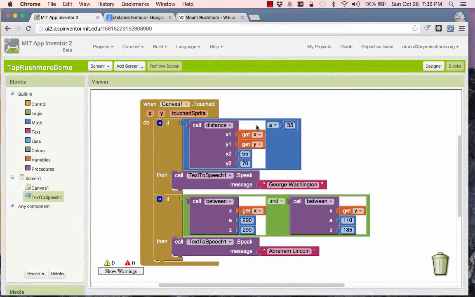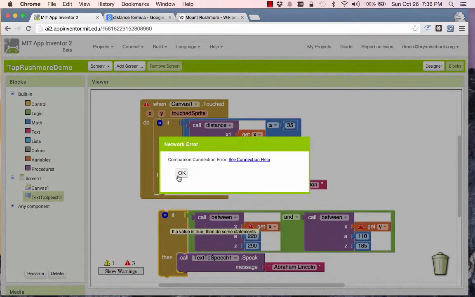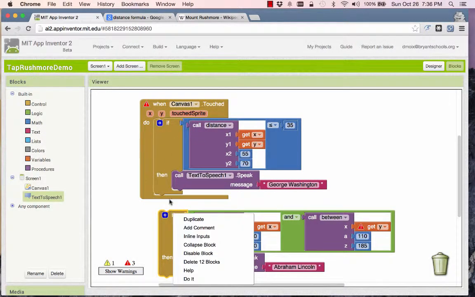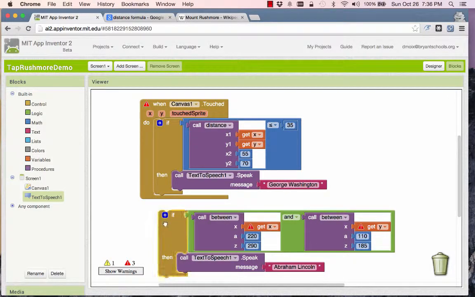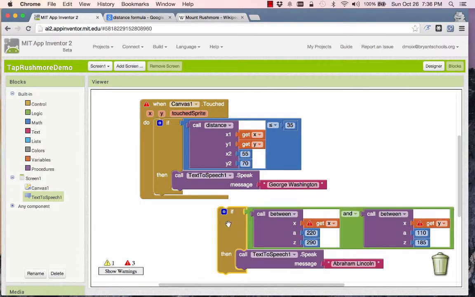But what if we accidentally had defined a circle and a rectangle that overlapped? And the way this works is it checks to see if this is the case, then do this. And with this snap below it, it could conceivably try to say the names of both presidents. So I'm going to talk about an else part.